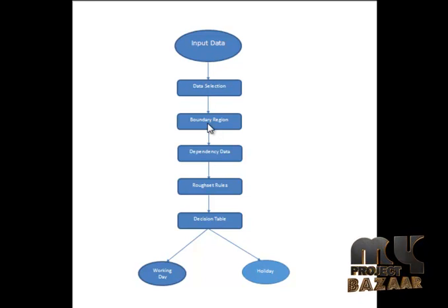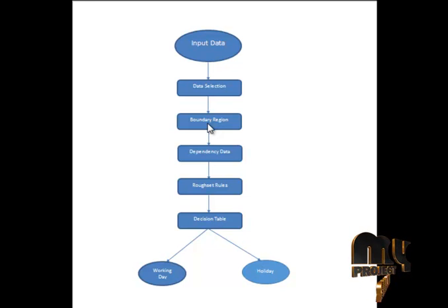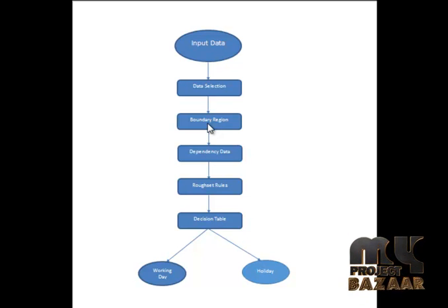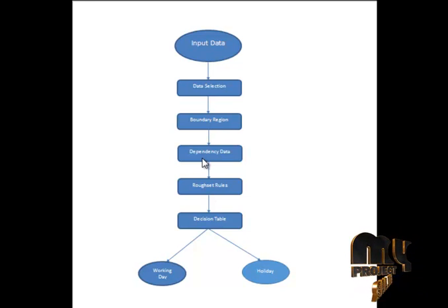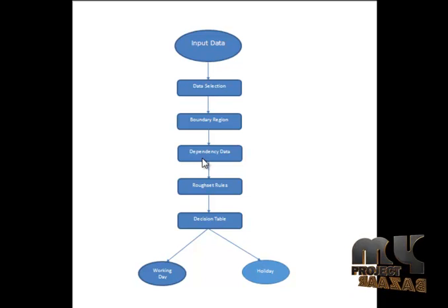The boundary region is a description of the objects of a set X regarding R, the set of all objects which cannot be classified as either X or not X regarding the value. If the boundary region is empty, then the set is considered crisp, that is exact in relation to the data. After extracting the boundary region, it will go to the dependency data. In the analysis of data, it is important to discover the dependence between the attributes. Intuitively, a set of attributes D depends totally on a set of attributes C. After identifying the dependency data, it will go to the RFCET rules.